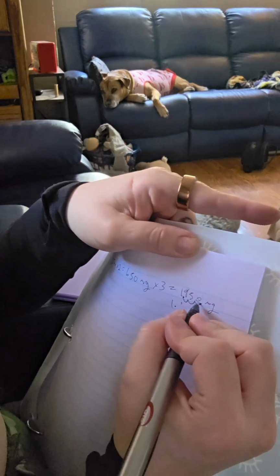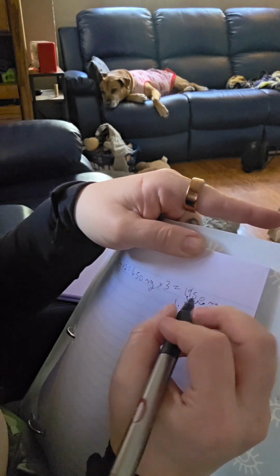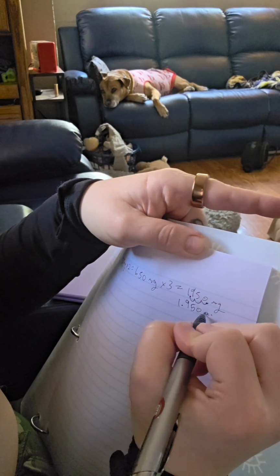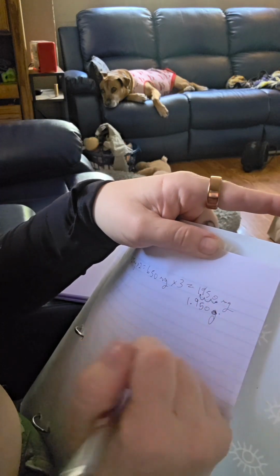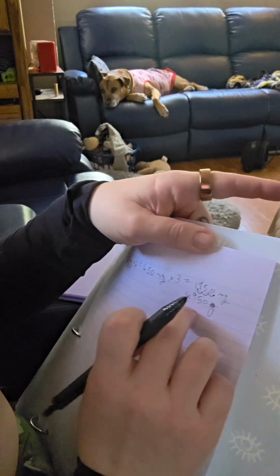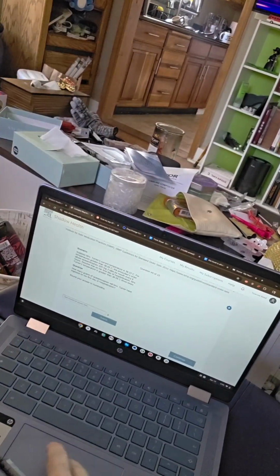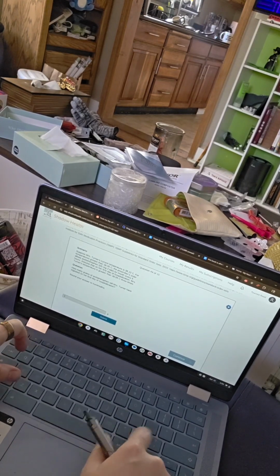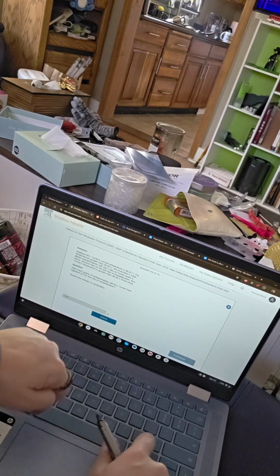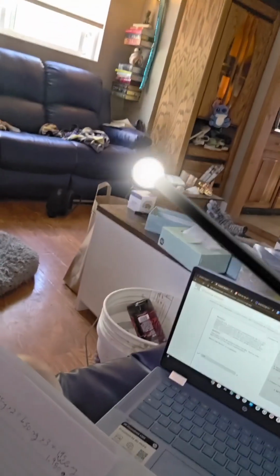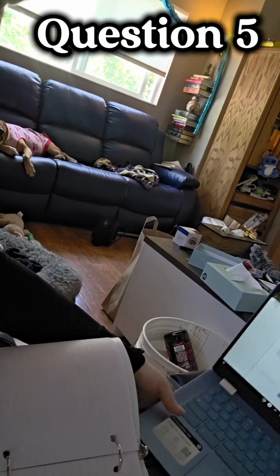And I showed you the decimal point would be right here, and we move it 1, 2, 3. So that'd be 1.950 grams. If you want to take out the zero, 1.95 grams. So let's put that in and see if we're right. 1.95. Yeah, 1.95. Sweet.